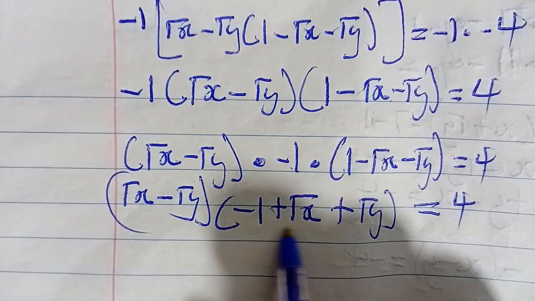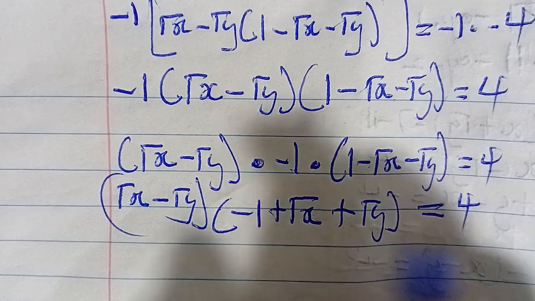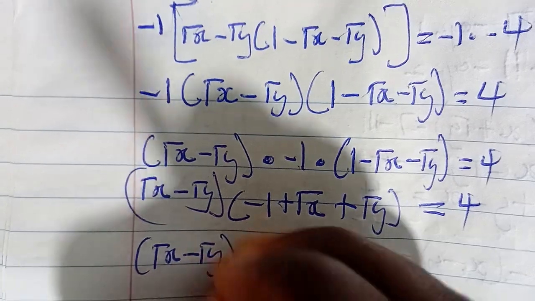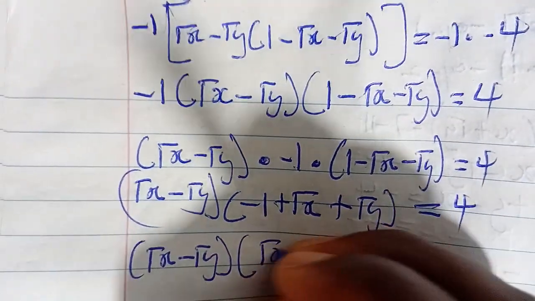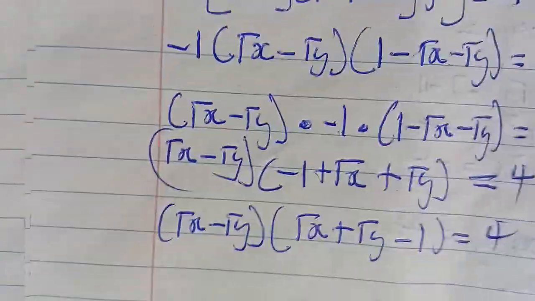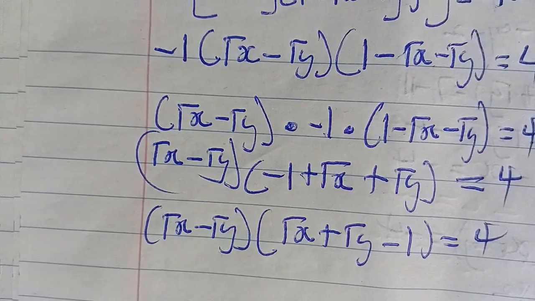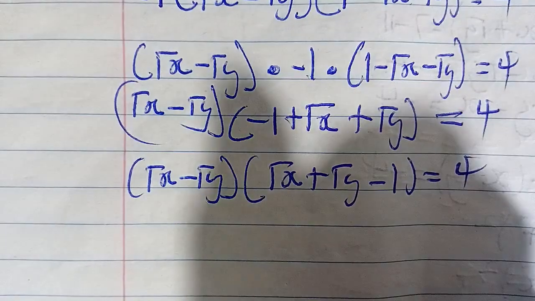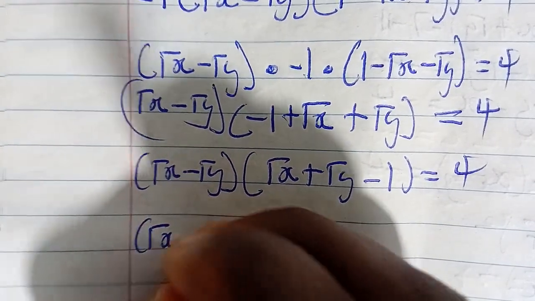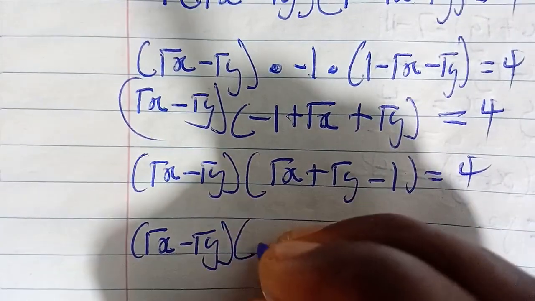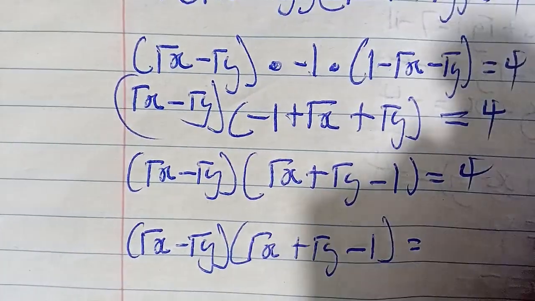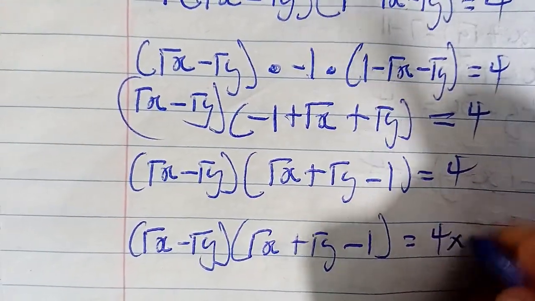let's rewrite this in terms of this expression here as well. So you're going to have root x minus root y and have root x plus root y minus 1 is equal to 4. Do you get me? All right, so let's continue. So we're going to have root x minus root y multiplying root x plus root y minus 1 is equal to, now 4 is the same as 4 times 1.